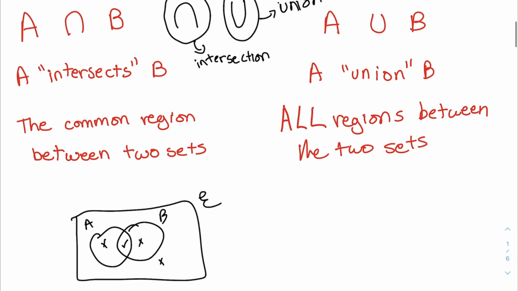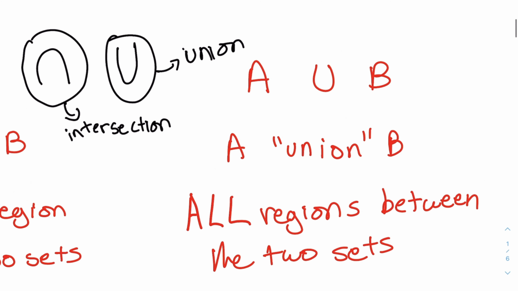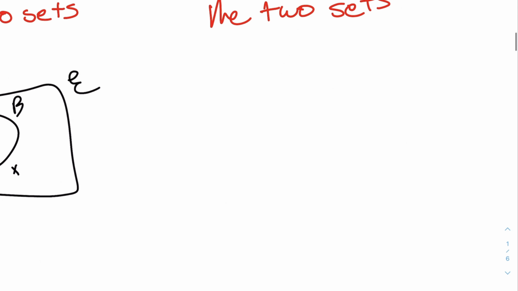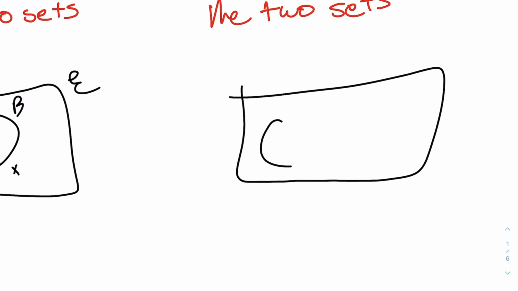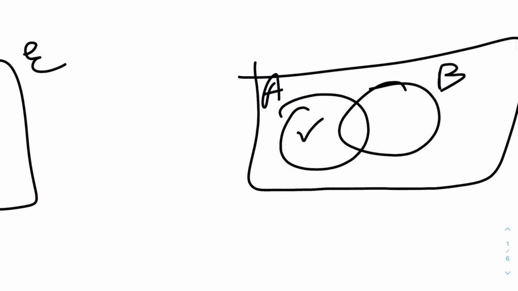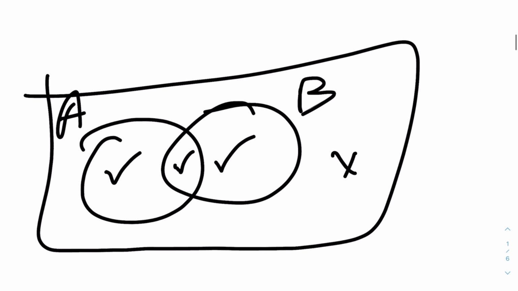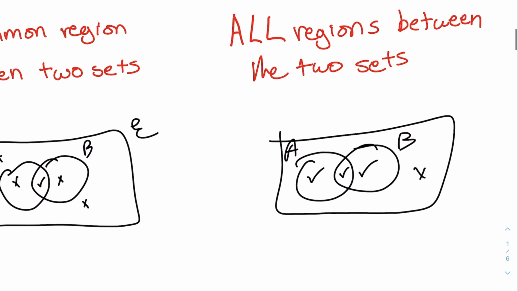And next, for union, it is all the regions between two sets, regardless of whether it's common or not. So in a rectangle, if we have the same thing, A and B, sorry for the bad drawing, this region is in set A, this region too, but not this region. Why? Because it is not in set A nor set B. It is outside set A or set B. We need only the regions between set A and set B.